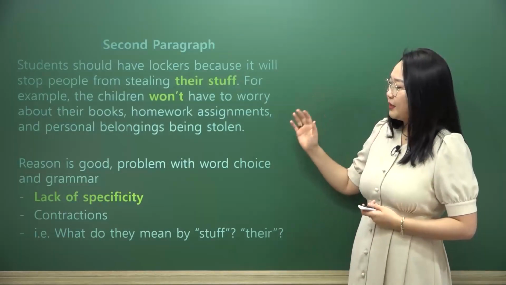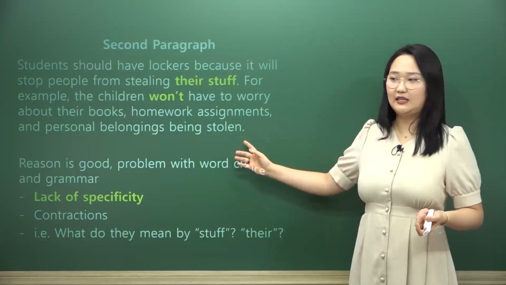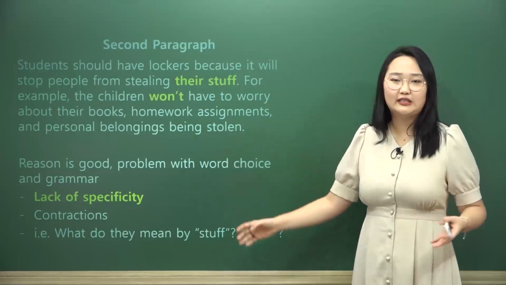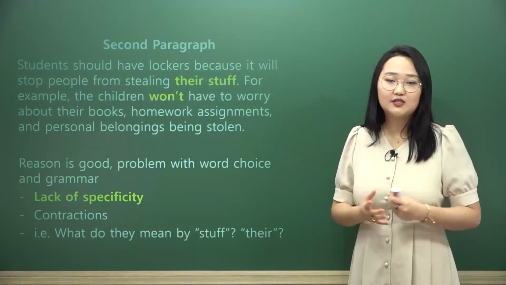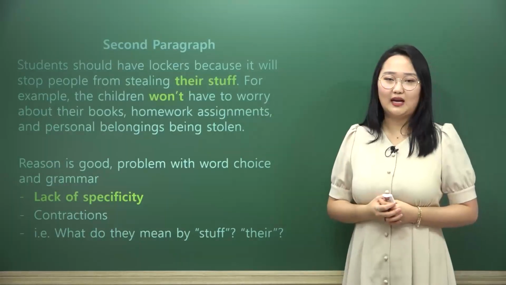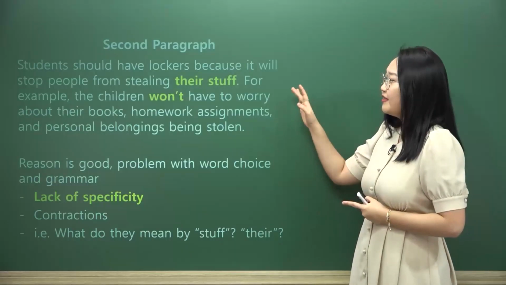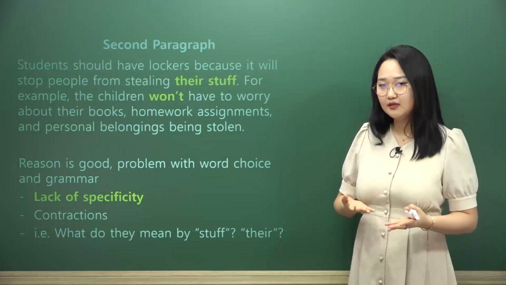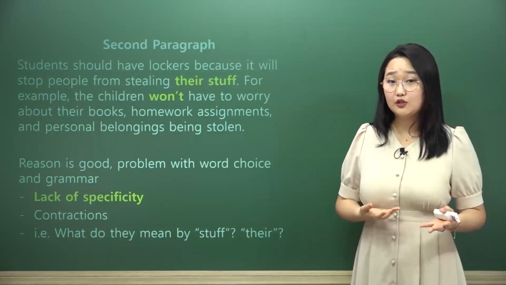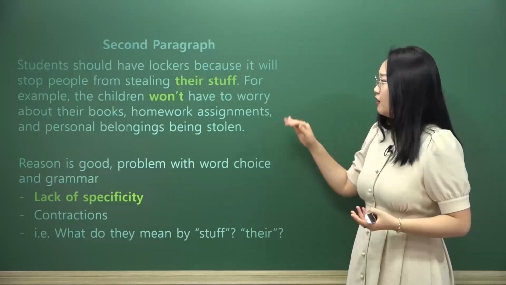So, let's break this down a little bit. Of course, our contraction is our big issue. Won't, let's change that to will not, okay? It doesn't take a lot of time, doesn't take any effort, and adds to our word count. We want to make sure we write that out when we can. Also, their stuff. Whose stuff? The student's stuff? A person's stuff? Let's be a bit specific here: the student's stuff.